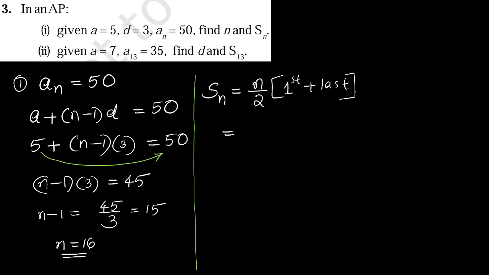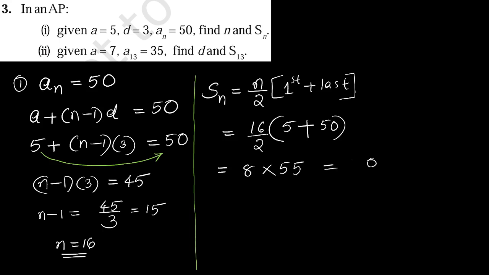This is much more convenient. n is 16. Just substitute that. First term is given as 5, and last term is given as 50. 16 by 2 will be 8, 5 plus 50, 55. What is the value? 440, right? 440 is the answer.